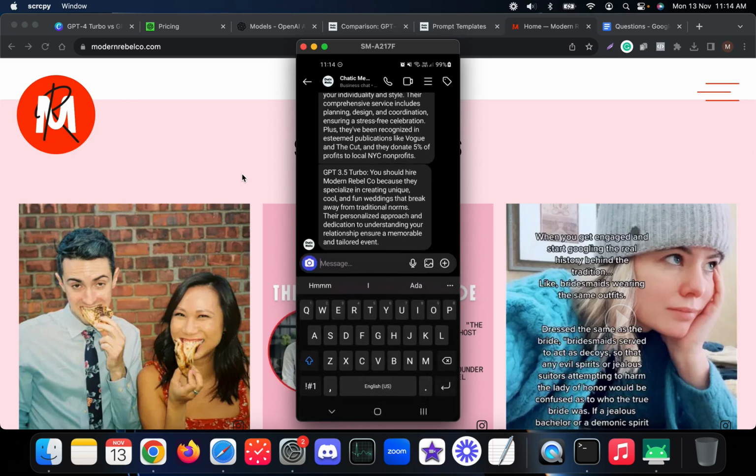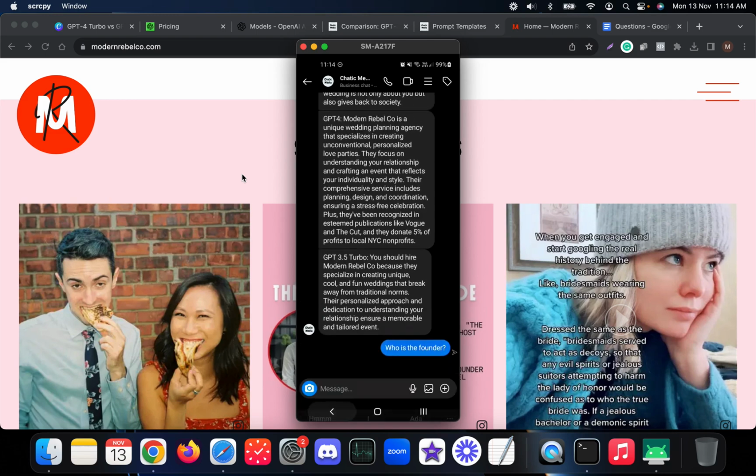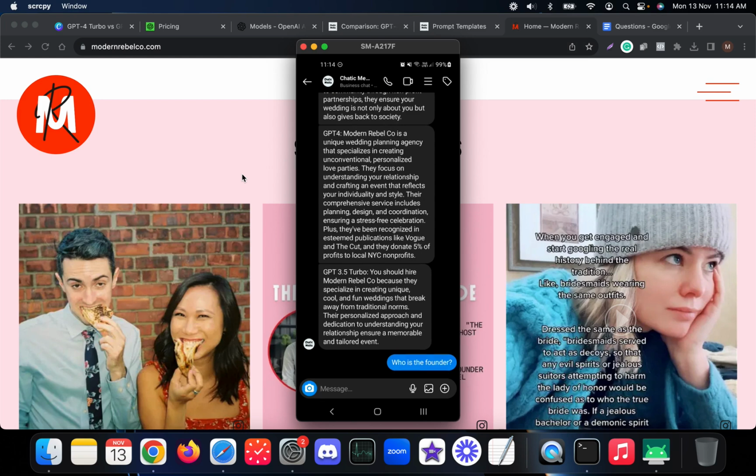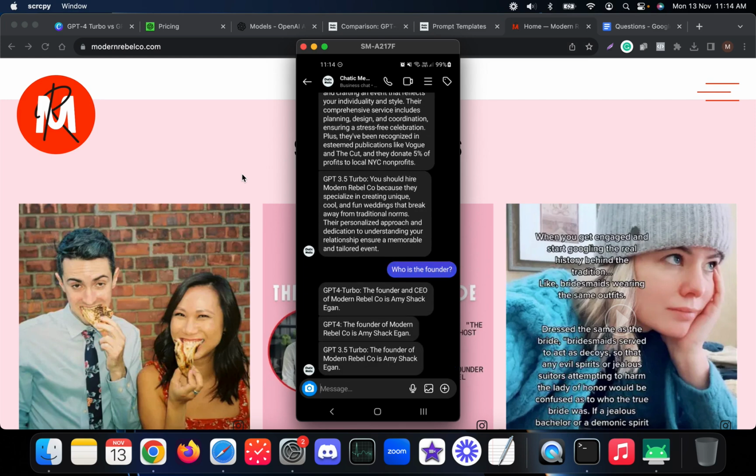So let me ask another question: who is the founder? Let me ask this question and see how each of these models generates responses for us. GPT-4 says the founder and CEO of Modern Rebel Corps is Amishak. Again, the others say the founder. The one very tiny difference is that it says the founder and CEO, because the founder and the CEO are the same here. But the other two models, since we asked for the founder, simply respond with the founder details.